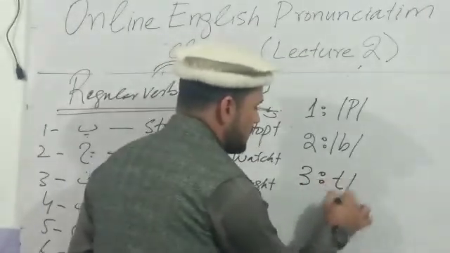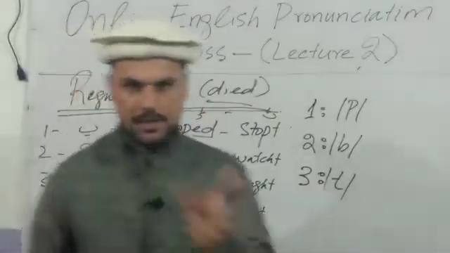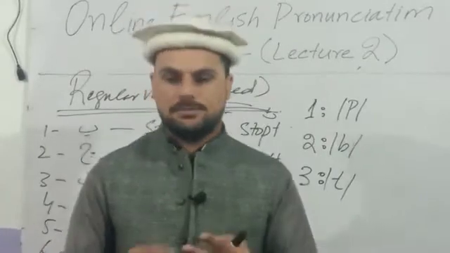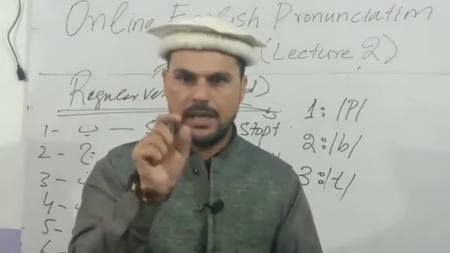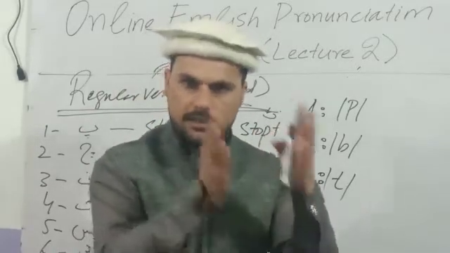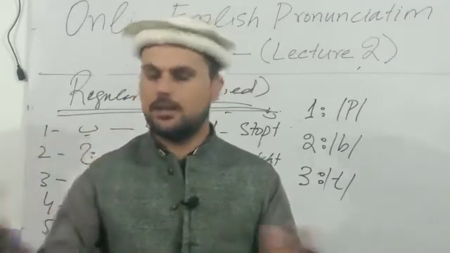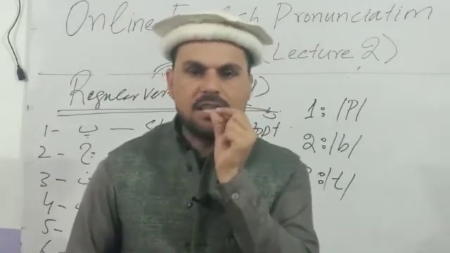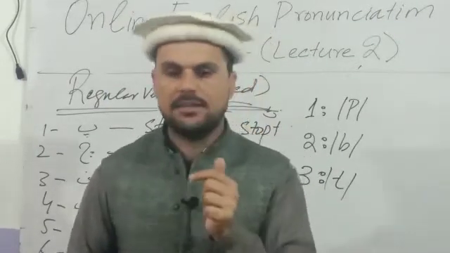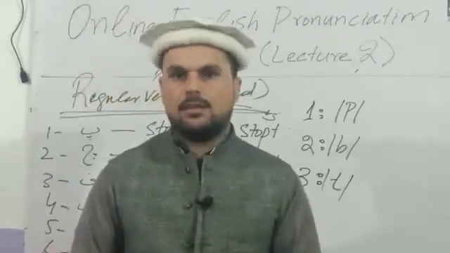Sound number 3 was t. This is the symbol. It has 2 sounds: aspirated t when it comes at the beginning, in the initial position, and simple t when it comes in the middle or at the end. I told you that it is pronounced from just behind the teeth. This is very clear.